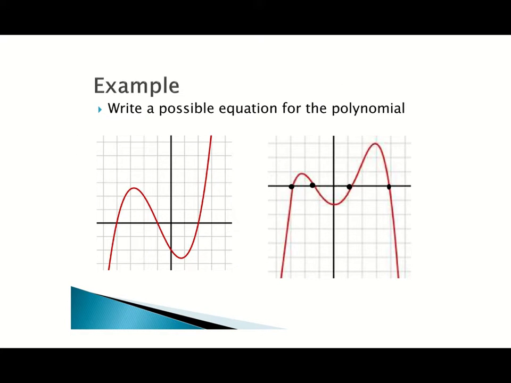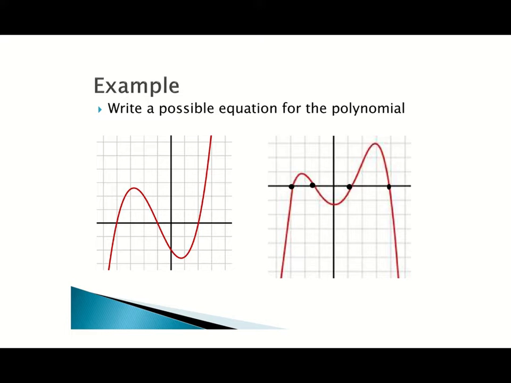Now we want to write a possible equation for the polynomials graphed below. So first we need to identify, well, what are the zeros? In this unit, we're only dealing with real zeros. So based on the shape of our graph, we should be able to identify how many zeros we're going to have. This first one here is a cubic. So it's of degree 3, so I know I should have 3 zeros. And in my equation, I should have 3 factors.